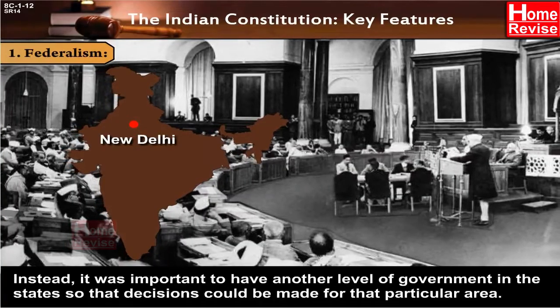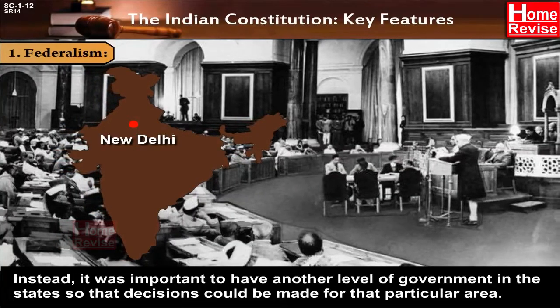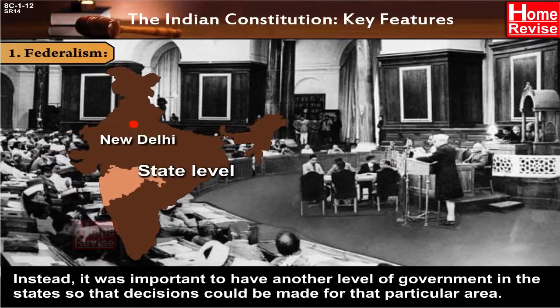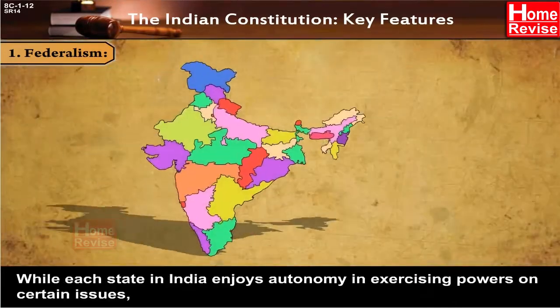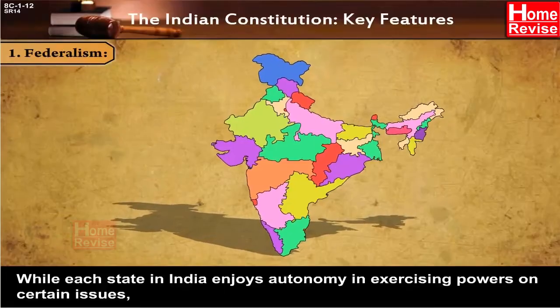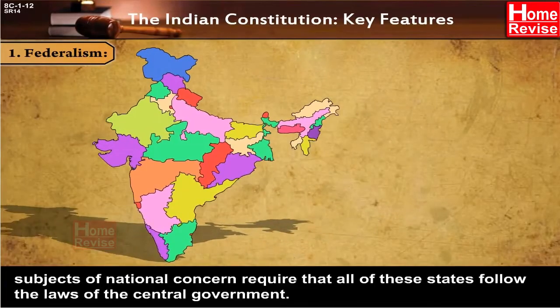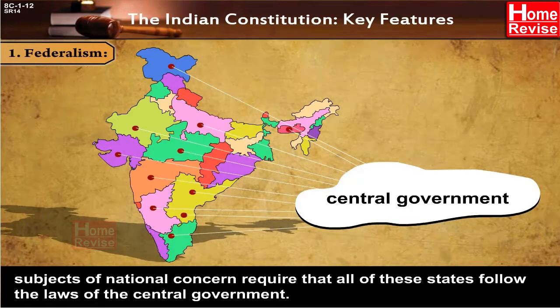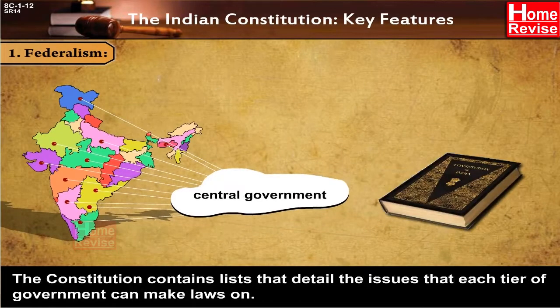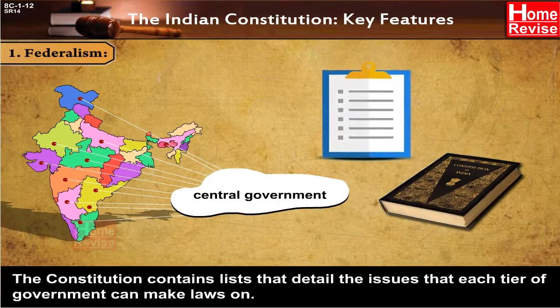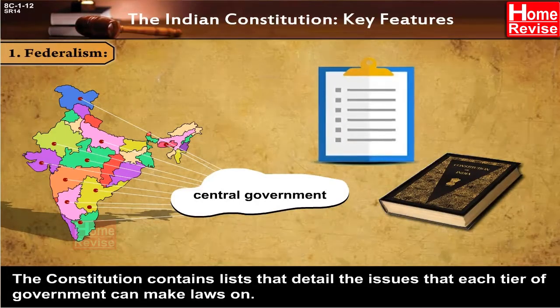Instead, it was important to have another level of government in the states so that decisions could be made for that particular area. While each state in India enjoys autonomy in exercising powers on certain issues, subjects of national concern require that all of these states follow the laws of the central government. The Constitution contains lists that detail the issues that each tier of government can make laws on.